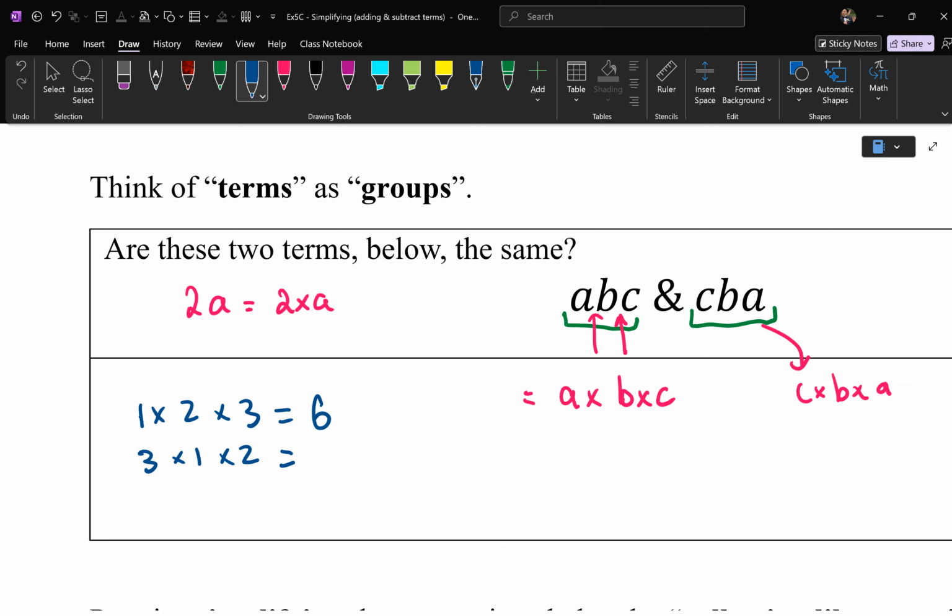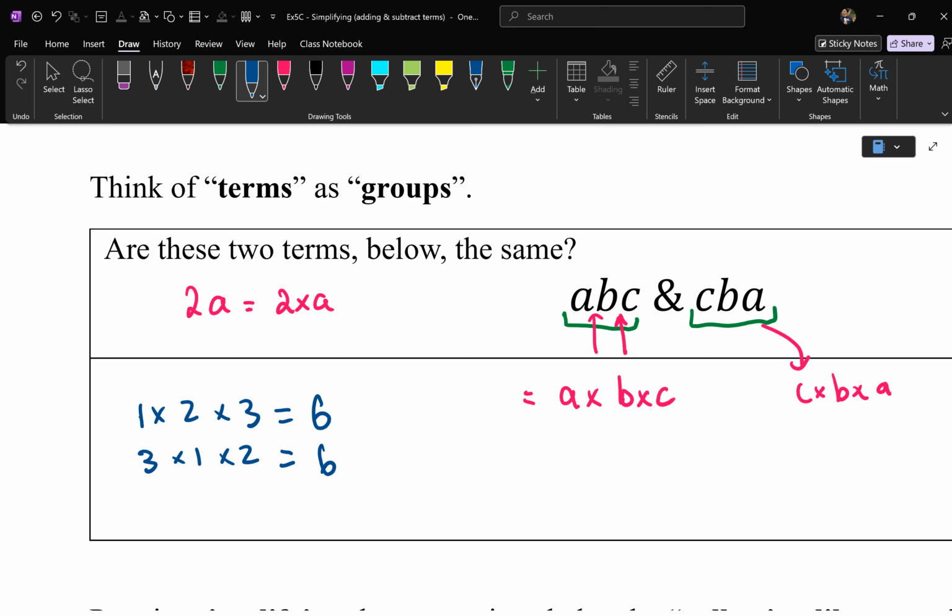3 times 1 times 2. Notice even though I swapped the order there, 3 times 1 times 2 is still 6. That means when it comes to multiplication, it actually doesn't matter about the order of the lettering. ABC is actually the same as CBA. So that's why, even though they swap the ordering, you still have only 1A, only 1B, and only 1C. So they're technically still the same exact group.